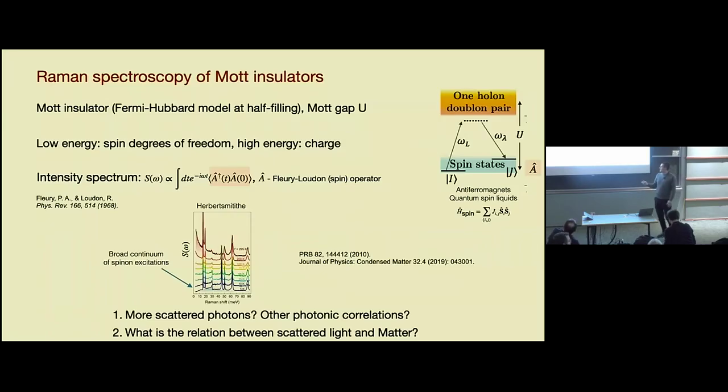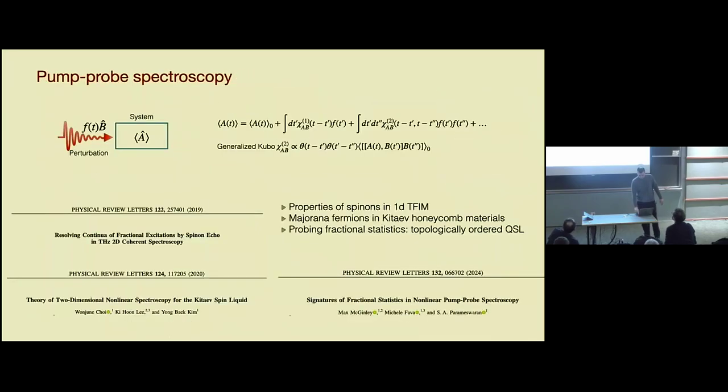In Raman, it is known what the relation between light and matter is. But what happens if we scatter more photons? How do we relate light and matter degrees of freedom? Of course, when we pump more excitations into the system, this has been explored in so-called pump-probe spectroscopy.